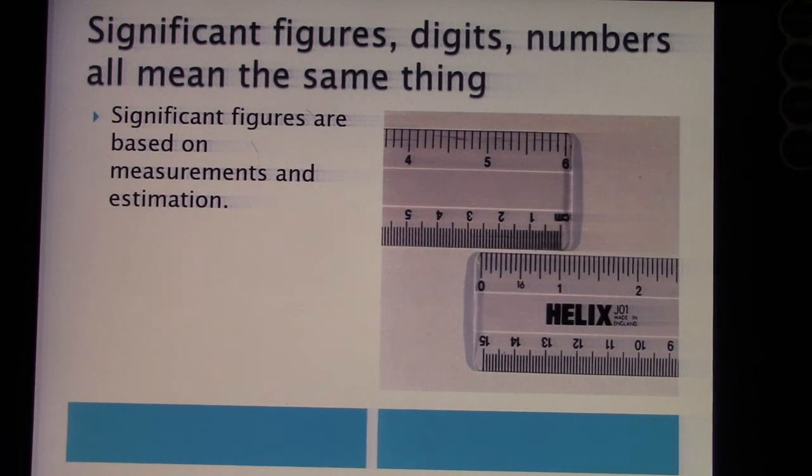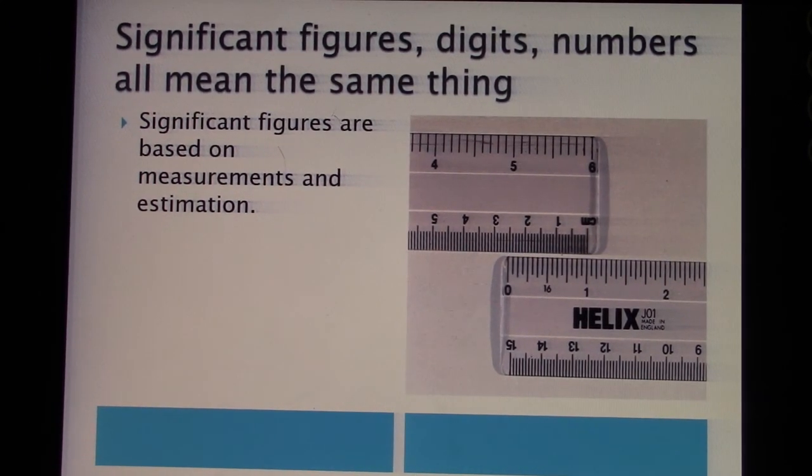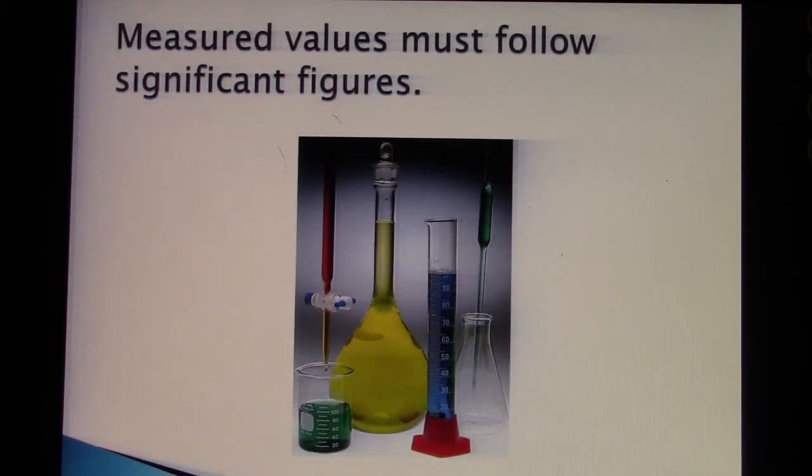Alright, then we have significant figures, digits, significant numbers. It all means the same thing. So if your professor calls it significant figure, significant digit, it doesn't matter. It's all the same thing. Significant figures are those numbers that are based on measurements and estimations. So you're using some kind of a measuring tool, and they have to follow certain rules in terms of recording the data. In science there are many different measuring tools that we can use. There's different glassware, cylinders, volumetric flasks, beakers, etc. So there are a lot of things you can use to measure quantities.